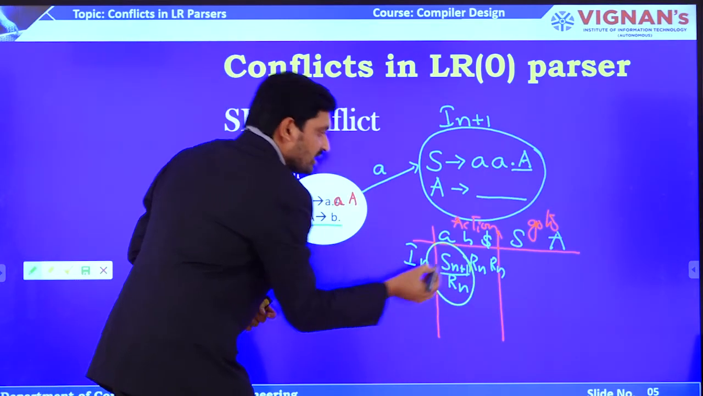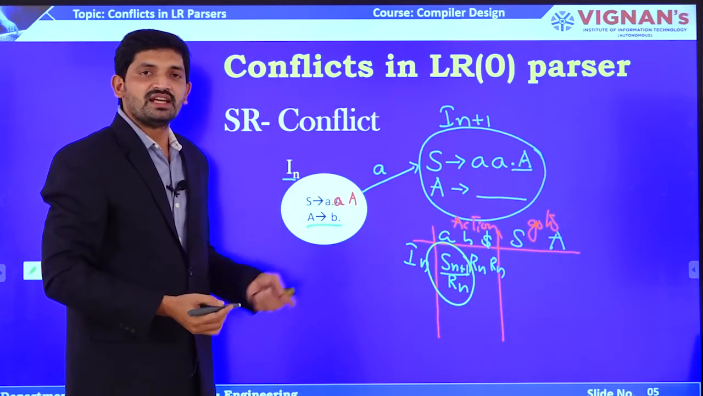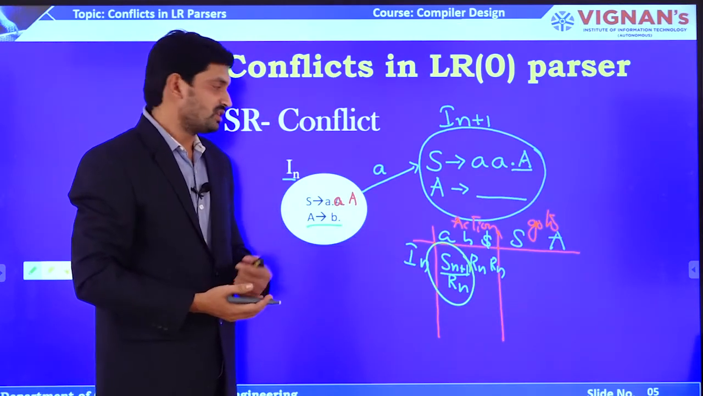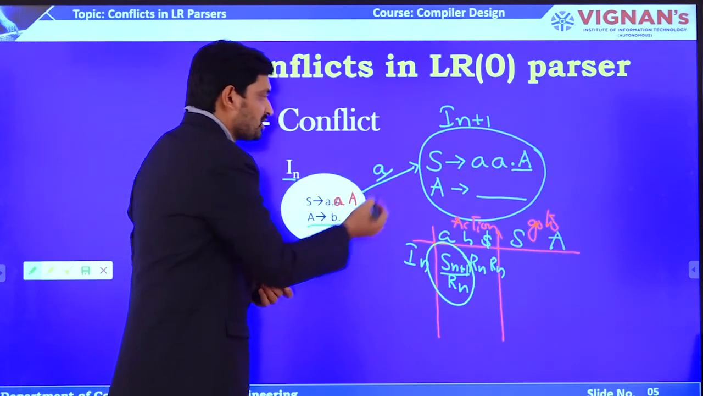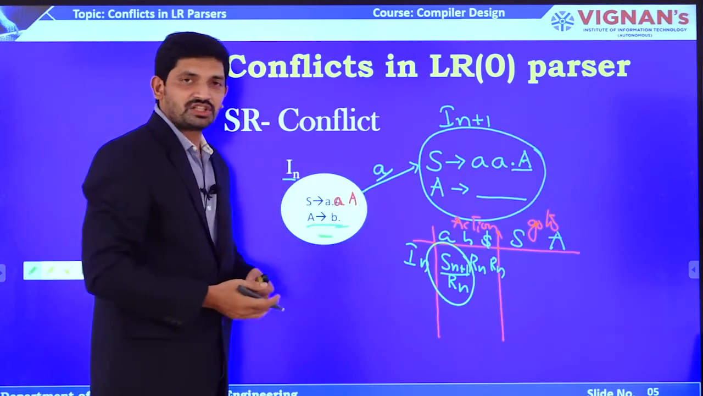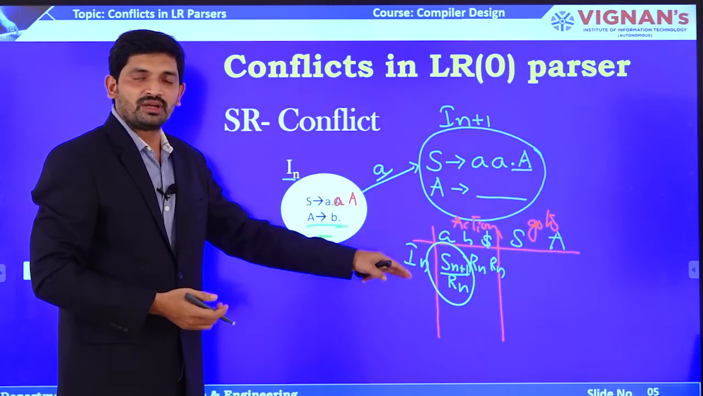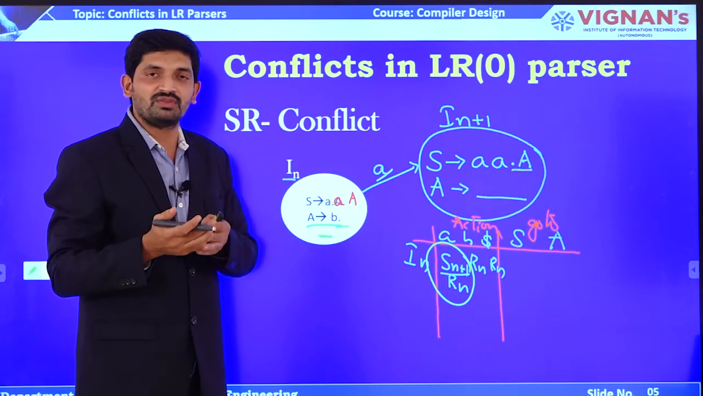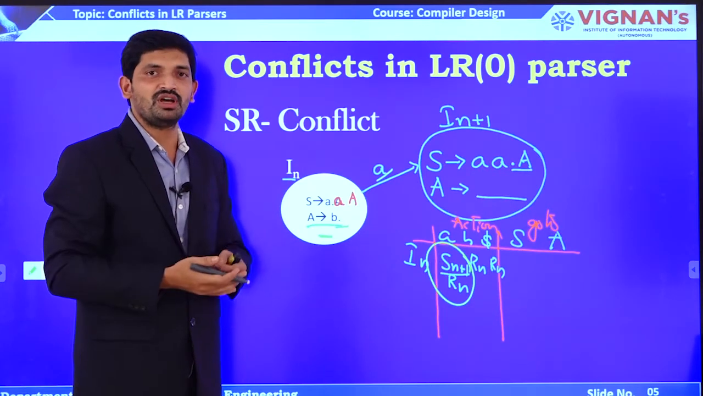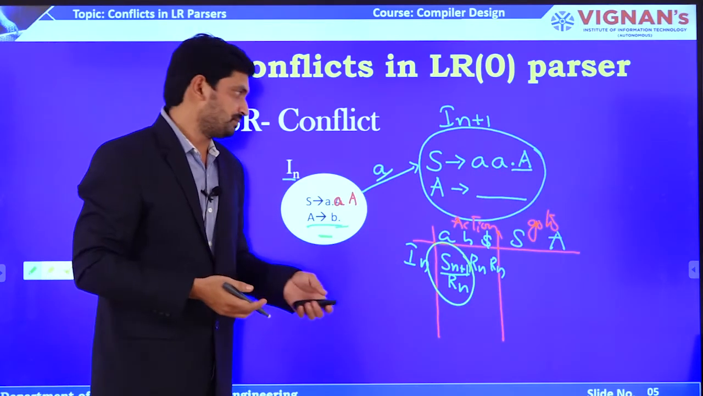So, you may find there is an S by R, which indicates SR conflict. That means, in this particular state, there is a chance of shift operation and there is the reduction operation. At this point of time, the parser may get stuck and it may not decide whether it has to perform the shift operation or reduce operation.